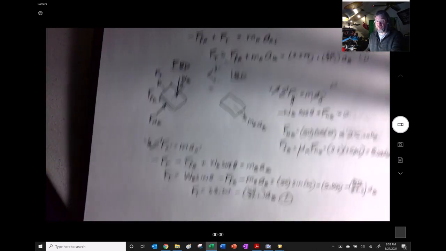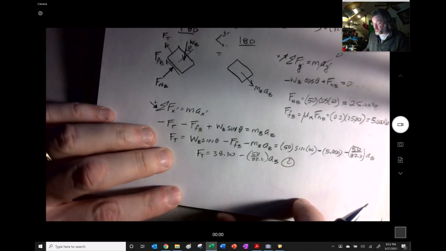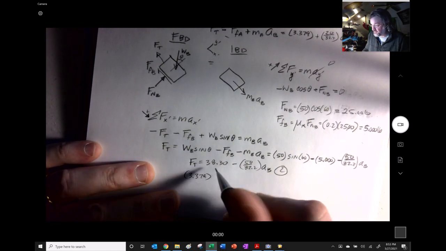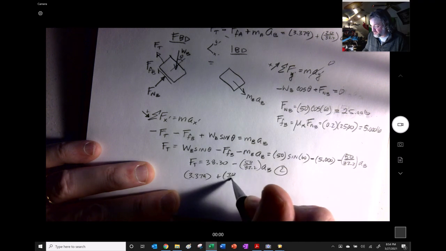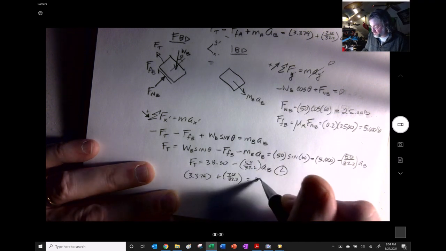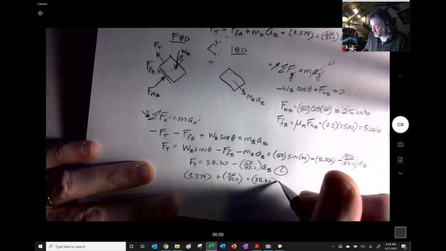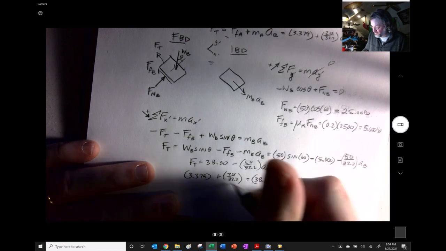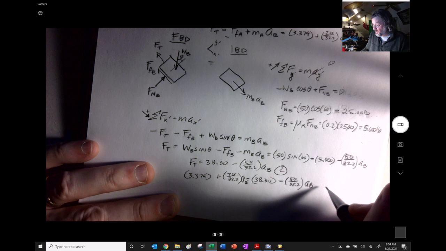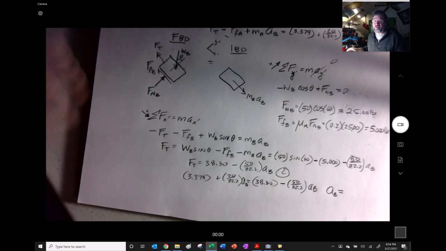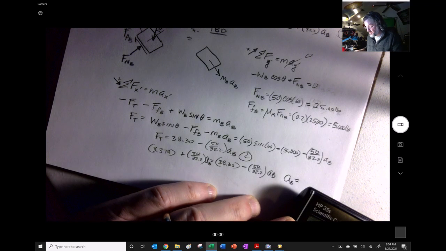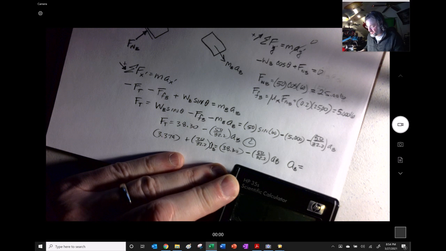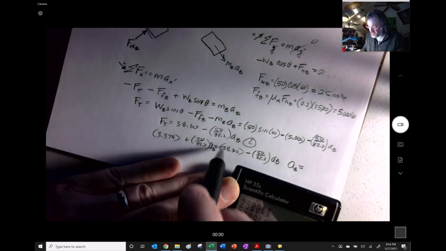So we can set equation 1 and equation 2 equal to each other. And so I have 3.379 plus 20 over 32.2 AB is going to be equal to 38.3 minus 50 over 32.2 AB. Whoop, I forgot my AB here. I could find the acceleration. Now I could have done it the other way right there. I could just solve directly for the FT. But I like to find out what the acceleration was going to be. I didn't ask you for the acceleration, I asked you for the tension.